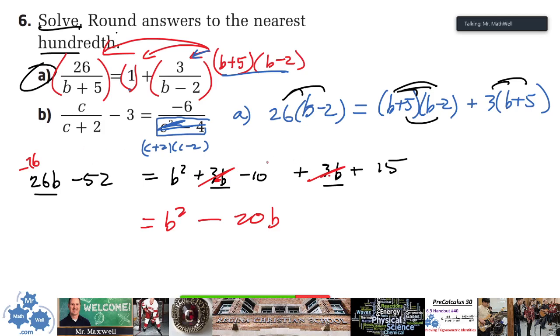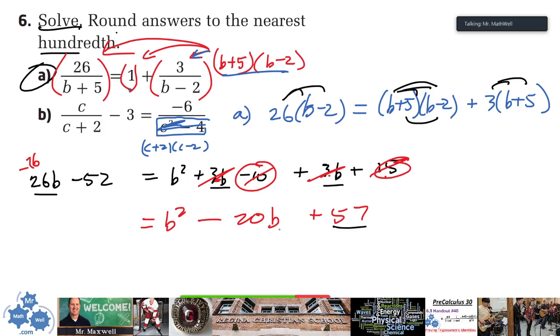So 6 minus 26. And then I've got 15 minus 10, so that's going to be 5. And then I'm going to add 52. So is that plus 57? 26, 52, add 52, 15 minus 10, 57. Does that look good to you? Yes? Agreed? Okay. So this might be tough to factor.